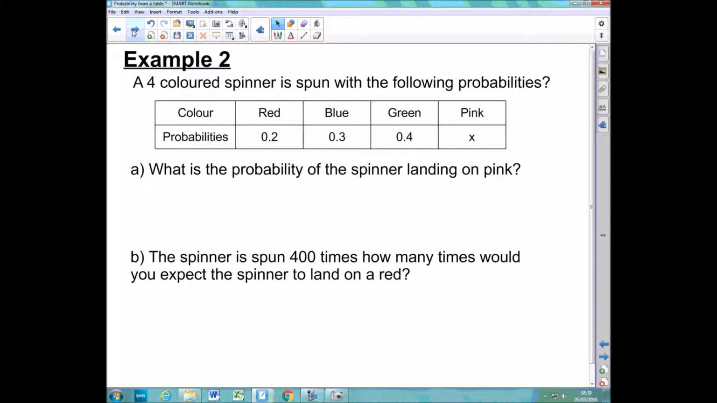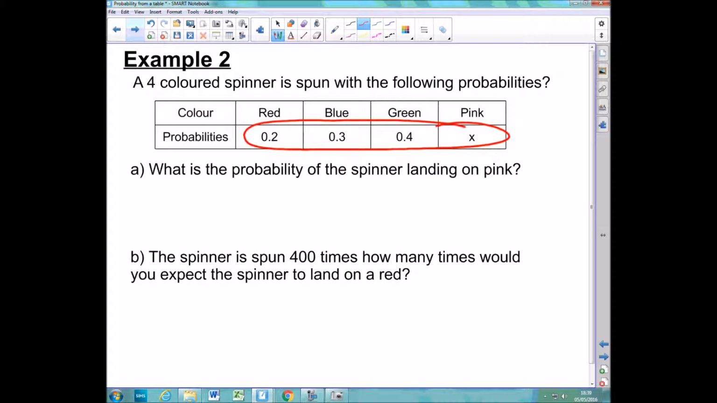Okay, so here's a typical probability from a table question. Here we've got a four-colored spinner, and it's spun with the following probabilities. A red has a probability of 0.2, a blue is 0.3, and a green is 0.4. But we don't know what the pink is, and it's asking us what the probability of the spinner landing on pink is. The thing that you need to know here is that these are all the different possible outcomes that could happen from this spinner.